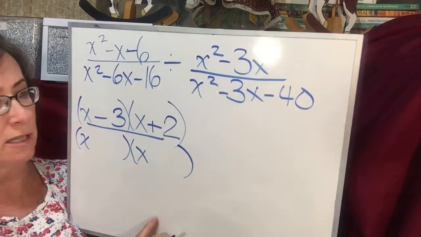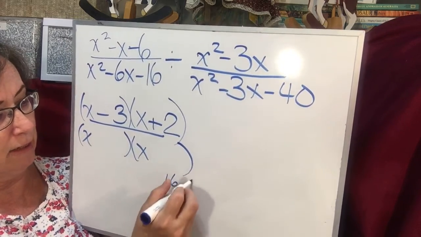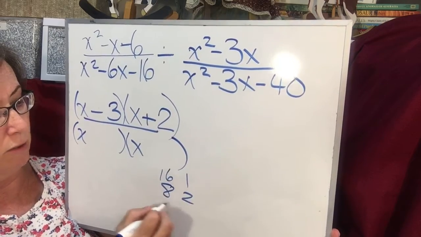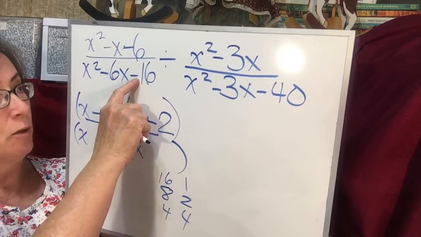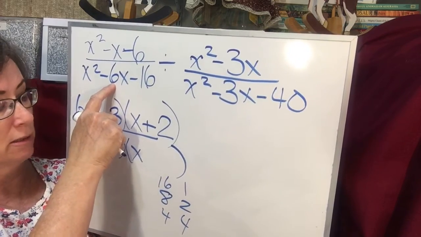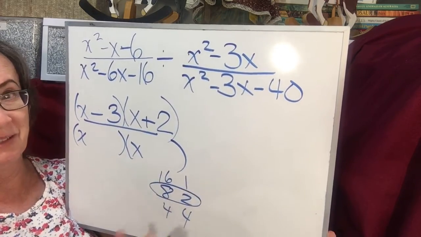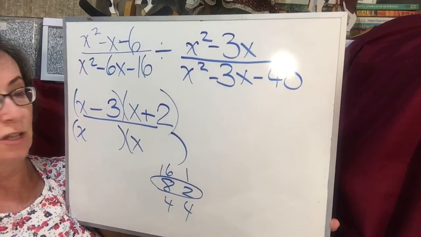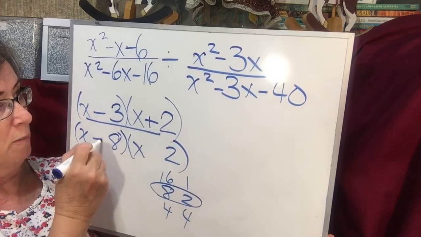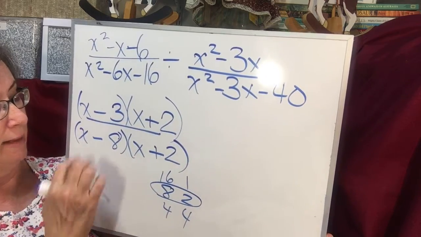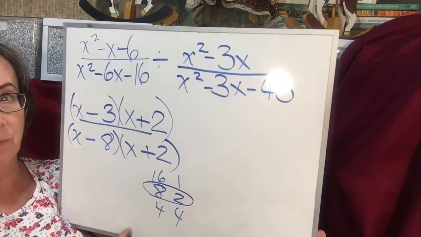What are the factors of 16? 16 and 1, 8 and 2, 4 and 4. We're looking for a difference, which means this will be a subtraction. We're looking for 8 and 2, aren't we? Okay, so we're going to use 8 and 2, minus, plus, and that will give us this trinomial.